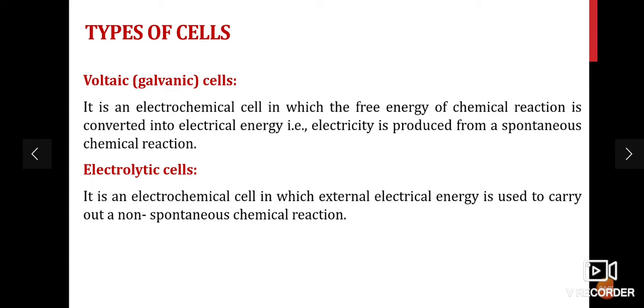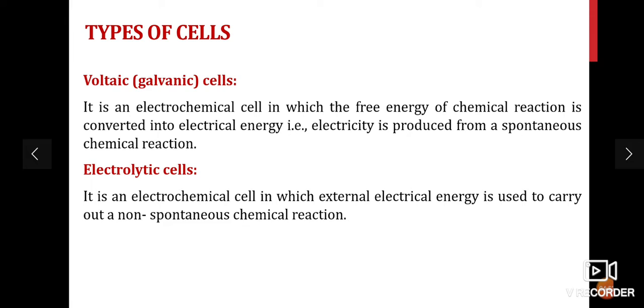Coming to the types of electrochemical cells, there are two types. Before explaining the types, what is an electrochemical cell? The devices which are used for converting chemical energy into electrical energy and electrical energy into chemical energy are known as electrochemical cells. They contain two electrodes in contact with an electrolytic solution. There are two types: one is the galvanic cell and the other is the electrolytic cell. We can call the galvanic cell a voltaic cell also.